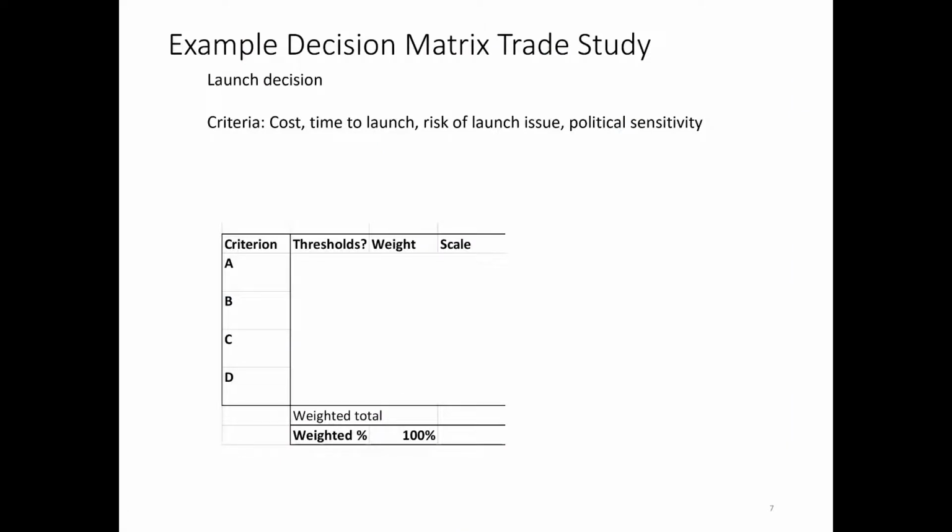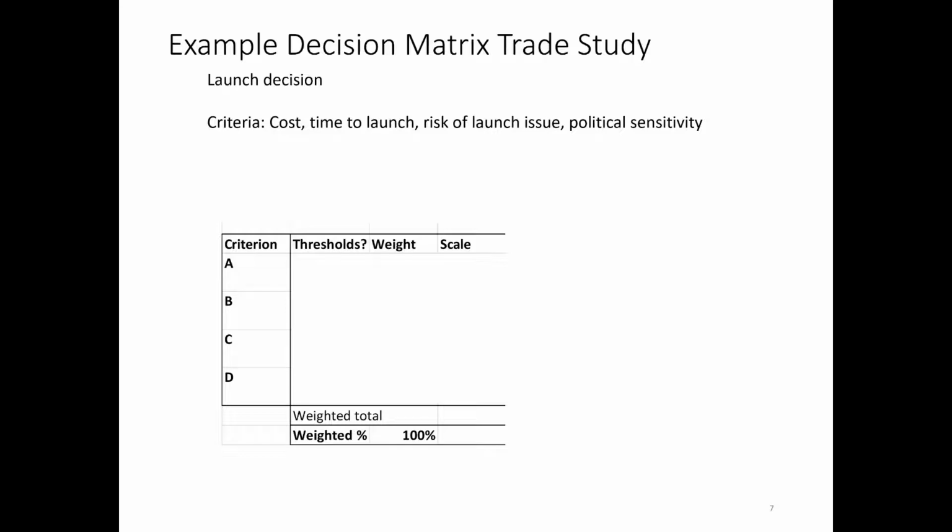So let's consider an example. Here's a decision matrix for deciding which launch provider to use for a certain mission. And let's consider the criteria for launch: the cost of launching, the time it's going to take from now to get to a launch vehicle that's ready to launch us, the risk of a launch failure based on the number of successful launches that particular launch provider might have had before, and any political sensitivity.